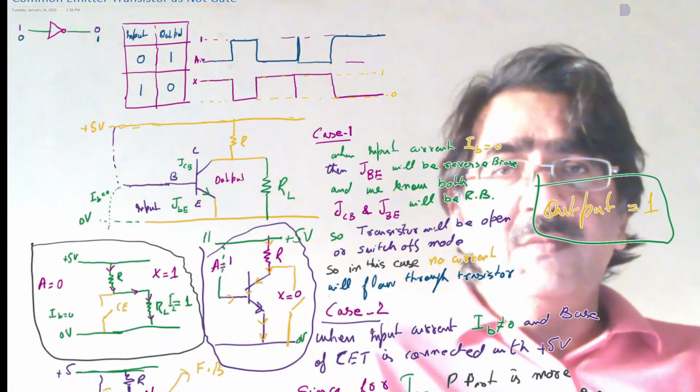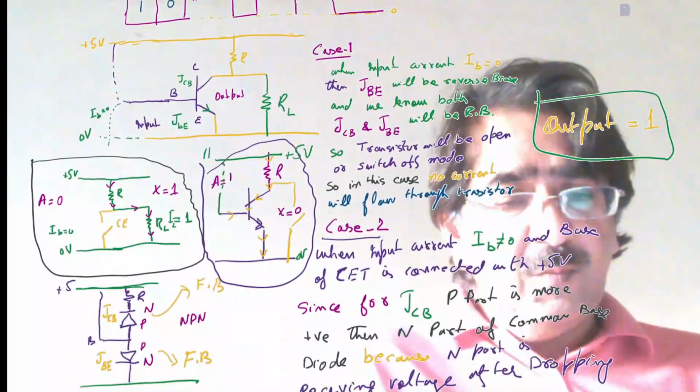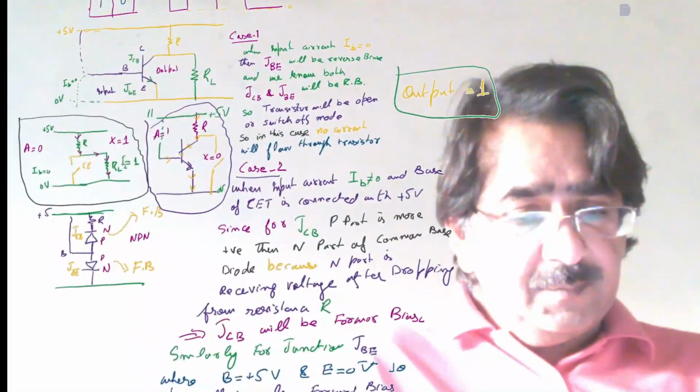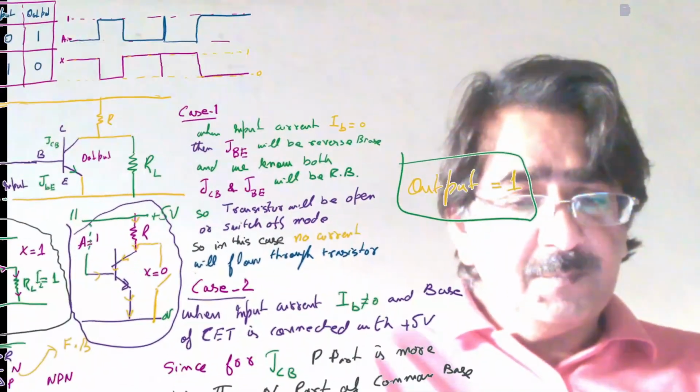This is all about the common emitter transistor. So you may understand it.